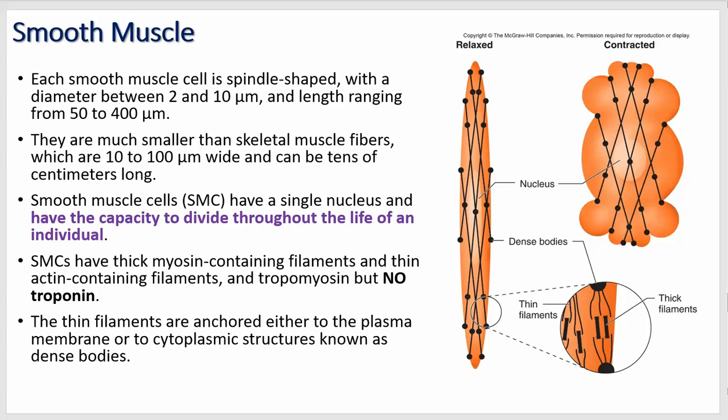So essentially, smooth muscle is spindle shaped, so kind of shaped like maybe that, and with a diameter, it's smaller. It tends to be smaller than a skeletal muscle fiber.